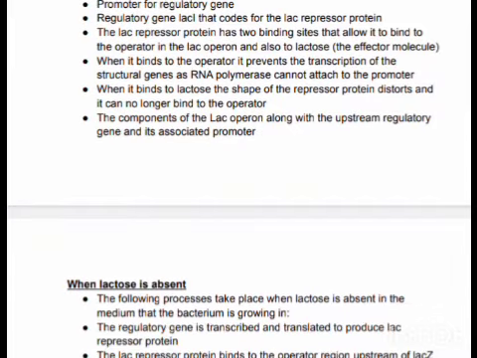This is a really important point to remember: the lac repressor protein has two binding sites, one for the operator in the lac operon and one for lactose. So it can either bind to the operator, or lactose can bind to the repressor protein, and this is important in controlling production. When it binds to the operator, it prevents transcription of the structural genes, because RNA polymerase will not be able to attach to the promoter. But when lactose binds to it, it distorts the shape of the repressor protein so that it cannot bind to the operator. Then transcription can take place as usual.